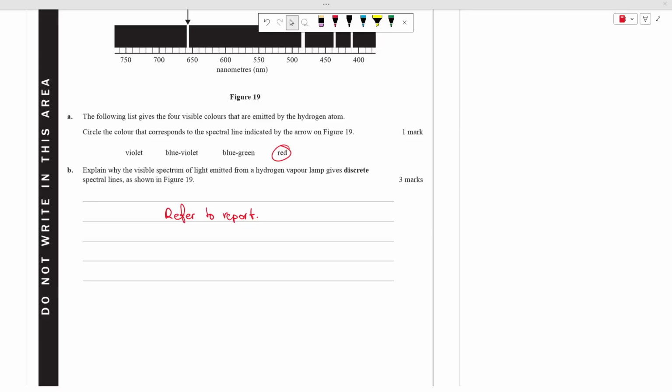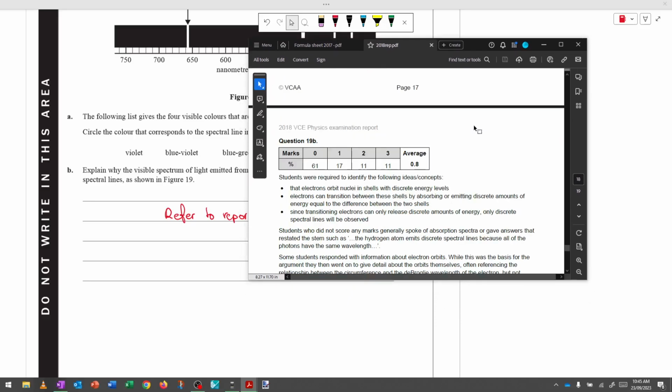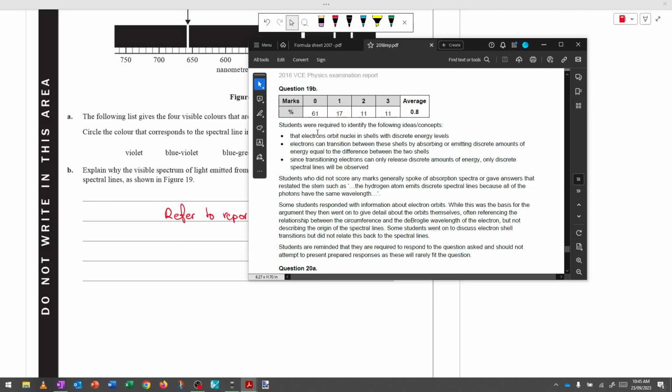So let's just have a look at the report. Okay, so electrons orbit nuclei in shells with discrete energy levels. Electrons can transition between these shells by absorbing or emitting discrete amounts of energy equal to the difference between the two shells. Since transitioning electrons can only release discrete amounts of energy, only discrete spectral lines will be observed.